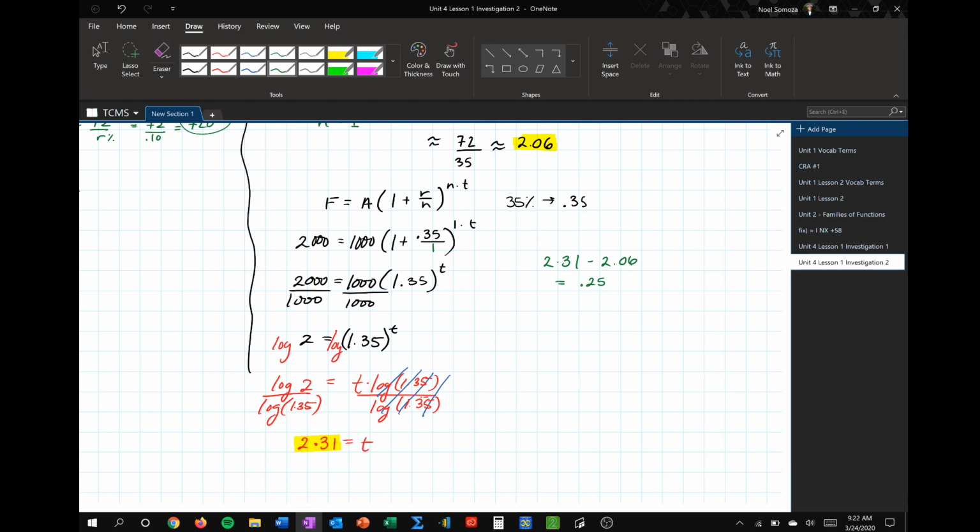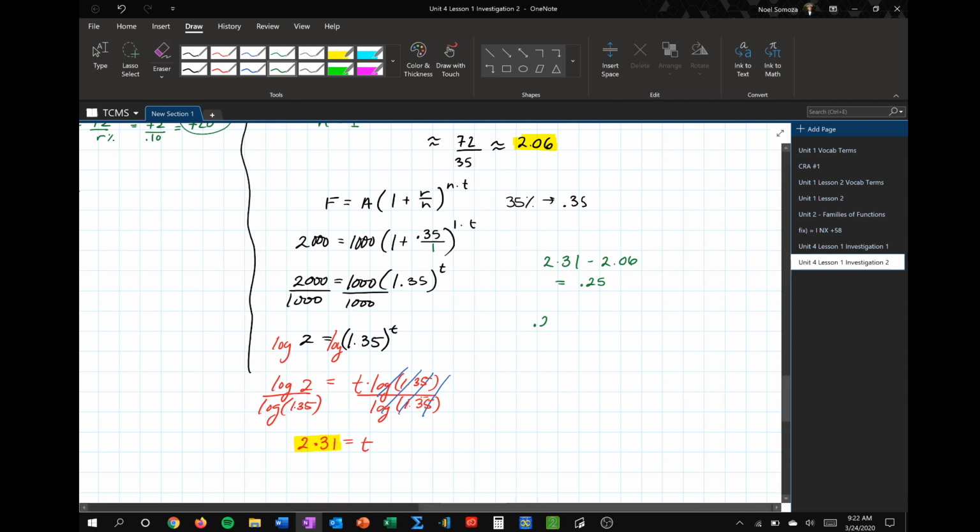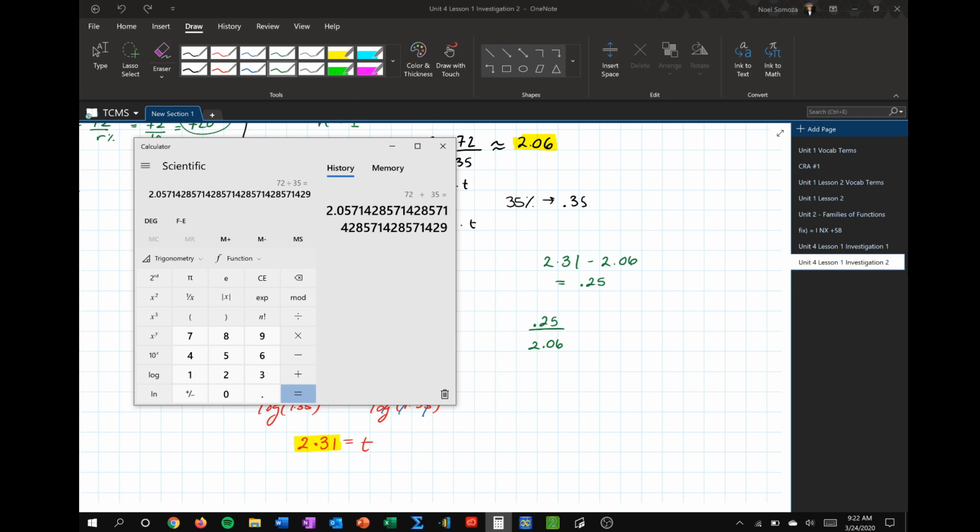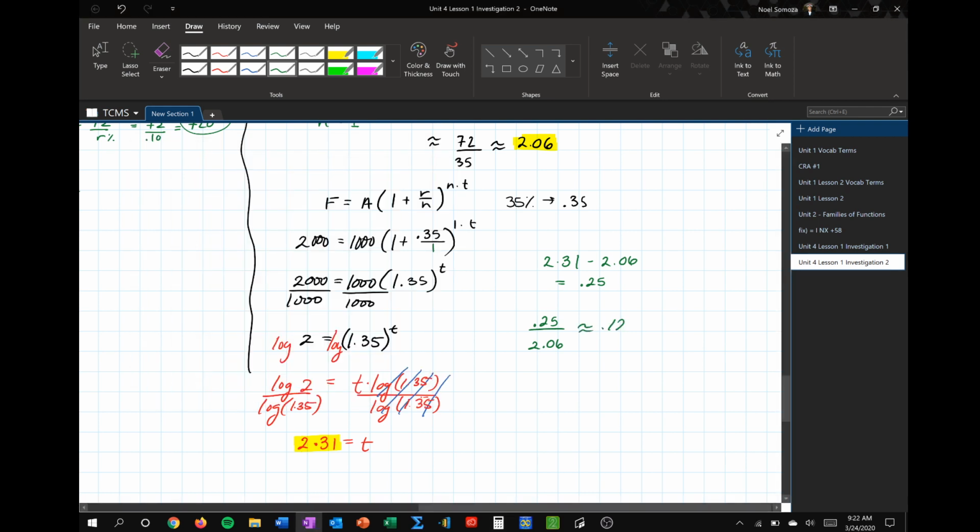And so if you want to know a percentage of how much larger that really is, then you could take 0.25 out of 2.06, and it tells you how much greater in terms of a percentage 2.31 is compared to 2.06. So if we wanted to find that out, it's about 12%, right? 0.12. So about 12% more in terms of time that you'd have to wait.